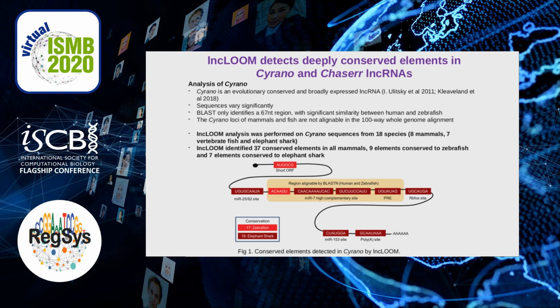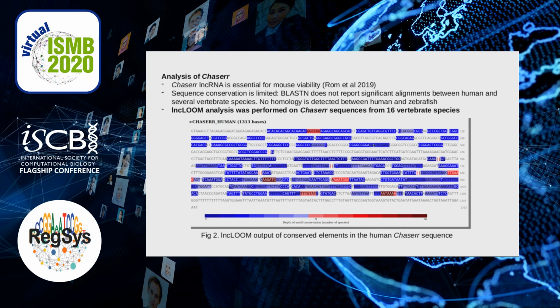So we performed our LncLOOM analysis on Serrano sequences from 18 species, including mammalian and fish, as well as elephant shark. And what we found is that LncLOOM does detect highly conserved elements both within this region that is alignable by BLAST, but also outside it. And you can see that these conserved elements do correspond to microRNA binding sites or an RBFox site and an open reading frame. Our chaser analysis was performed on sequences from 16 vertebrate species.